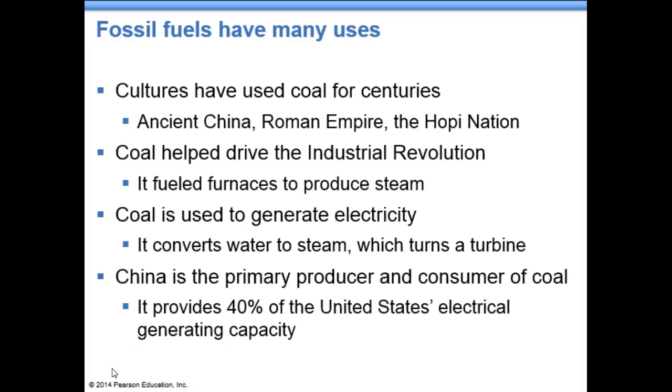Okay, let's move now from the crude oil to the coal, and we'll also talk about natural gas. So coal, oil, and natural gas are used in our society today, as everybody knows. Coal is burned to cook food, to heat homes, to fire pottery. This has been used by many cultures over thousands of years.